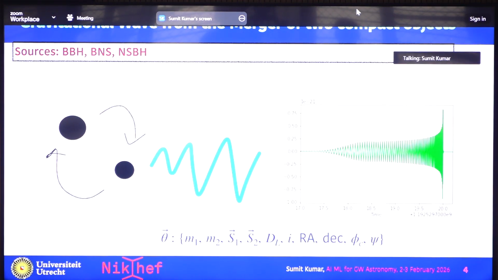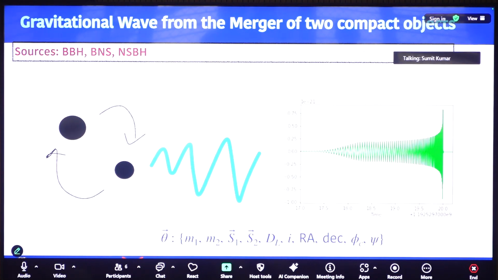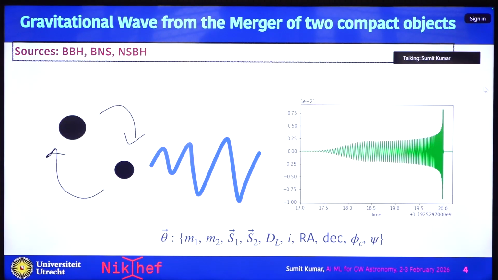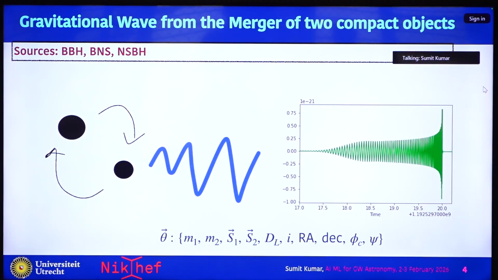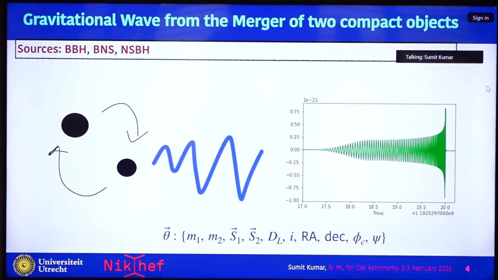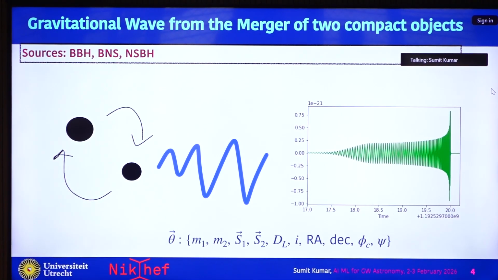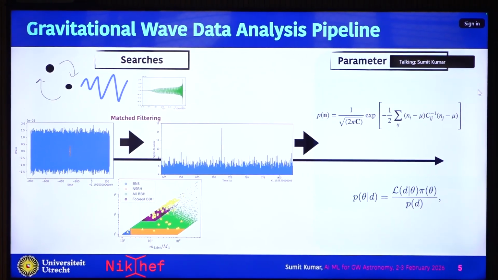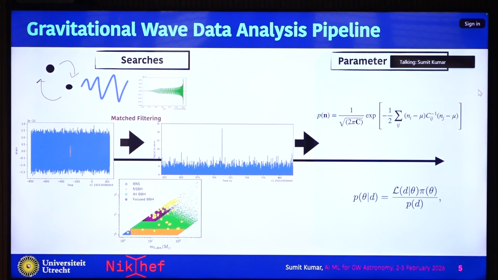So first, let's have a bird's eye view of gravitational wave data analysis in general and parameter estimation in specific. A signal from a binary is described by a set of parameters, for example, its masses, its spins, distance, inclination, and its location, coalescence phase and polarization angle, etc. And in general, the analysis can be categorized broadly into two categories. One is the searches, and the other is parameter estimation.